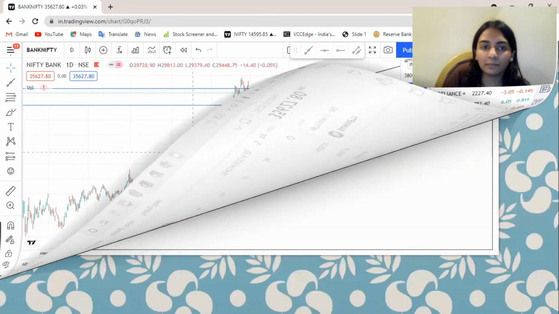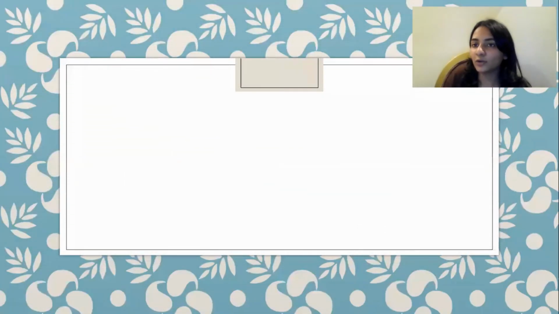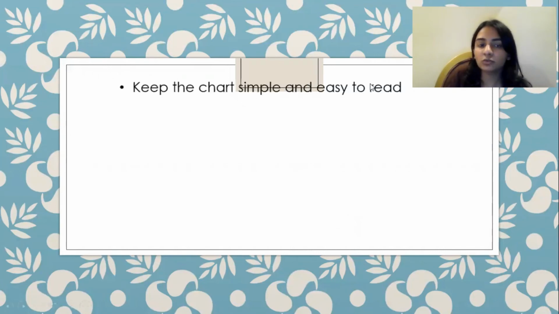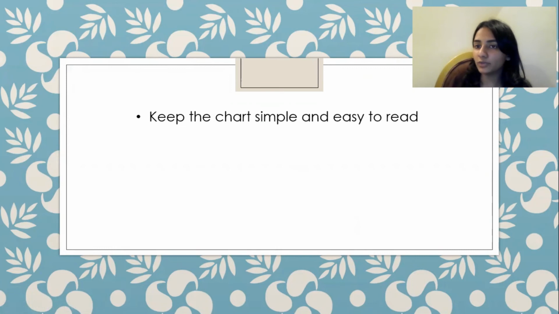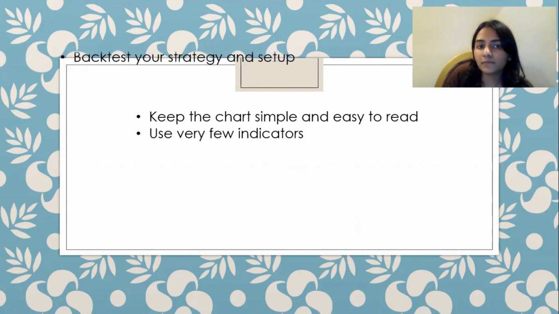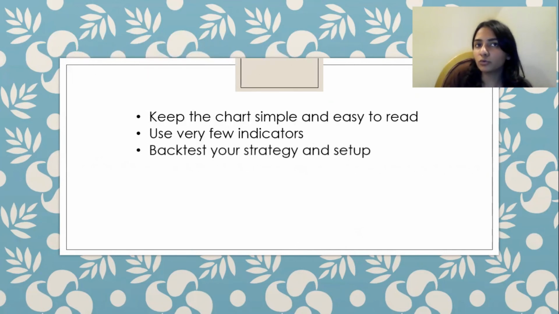So before I close this video, I would like to highlight a few things that you should remember before you start practicing technical analysis. Firstly, keep the chart simple and easy to read. You should only use 2 to 3 indicators so as to read it quite efficiently. Then use very few indicators. I would suggest you use 1 to 2: one momentum indicator, one trend indicator.